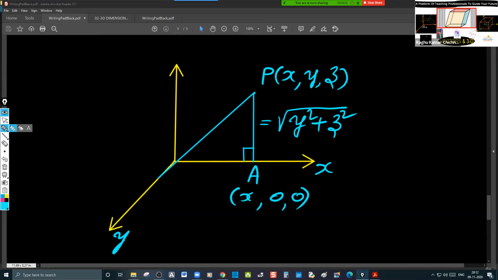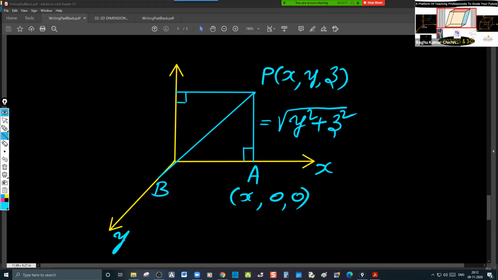And what happens, PB, obviously, it is in the cyclic order. In the cyclic order, PB distance is nothing but root over z square plus x square. Similarly, PC, that is, the perpendicular distance from this point to the z-axis, will be obtained in the cyclic order. This is what you have to understand.